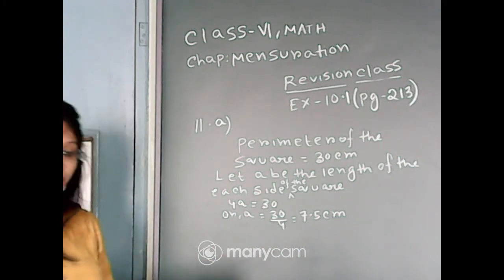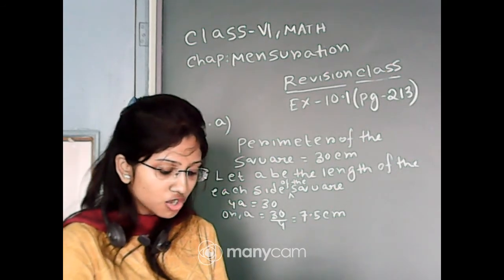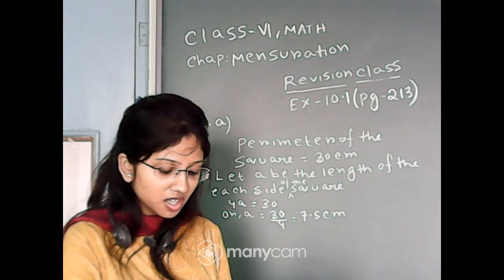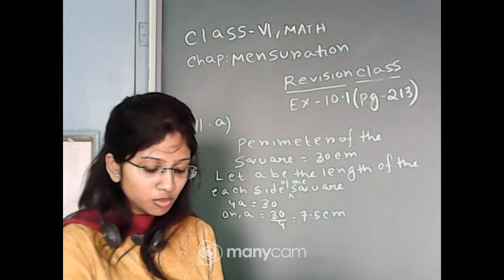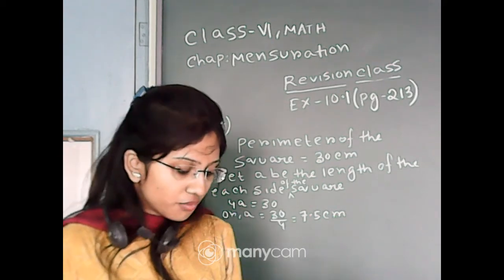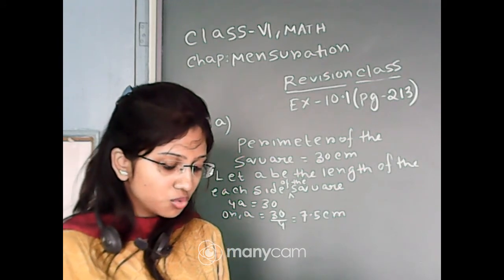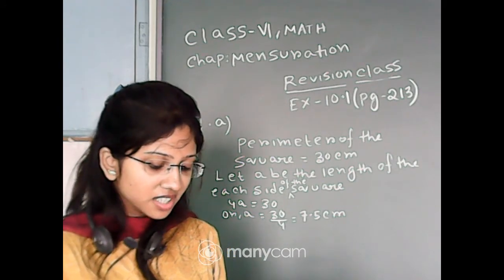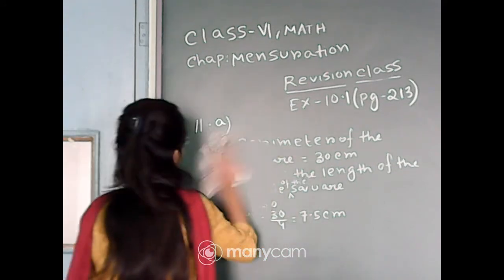Next, question number 13. Find the cost of fencing a square park of side 250 meter at the rate of rupees 20 per meter.